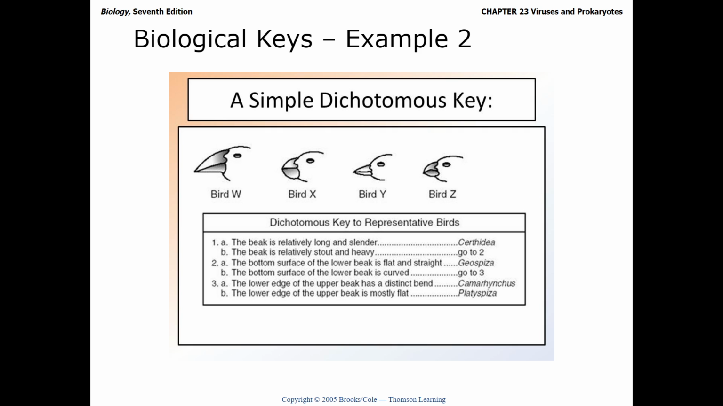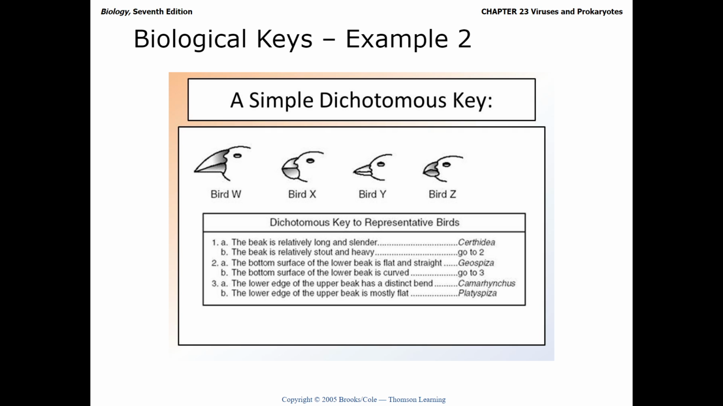The beak is relatively long and slender, or the beak is relatively stout and heavy. Well, the beak is relatively long and slender, so it's most likely Certhidia. But what if it was stout and heavy? Then we would look at the bottom surface of the beak, and that may lead us to question set 3, where we look at the lower edge.